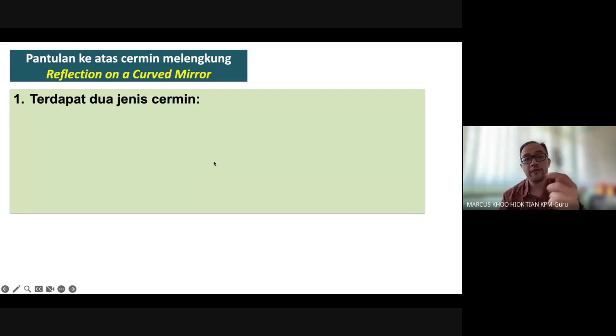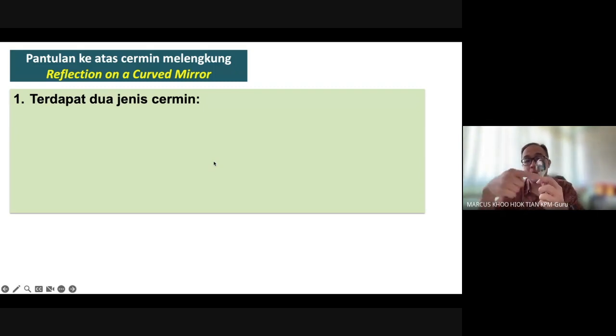you will see different reflections. For example, if I have this side, the one that's curved inwards towards me, I find that saya punya gambar terbalik. But when I put the curved side outwards, when I'm looking at this, my image is not terbalik. Just a reminder, kalau terbalik in English, we call it inverted.